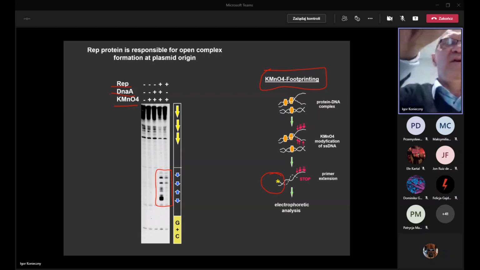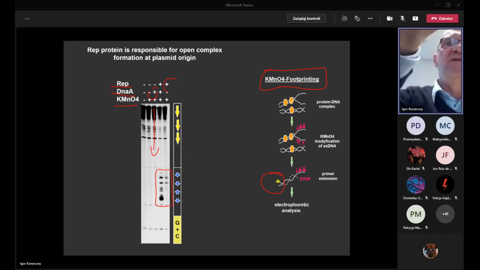Okay, DNA A only, so it's this one, this band, you don't see any stops. So it looks like DNA A protein at the plasmid replication origin is not doing that much.